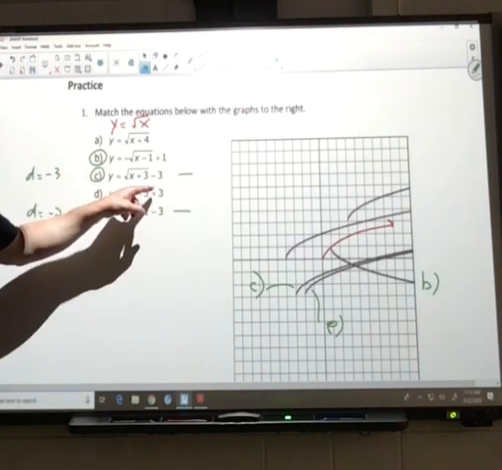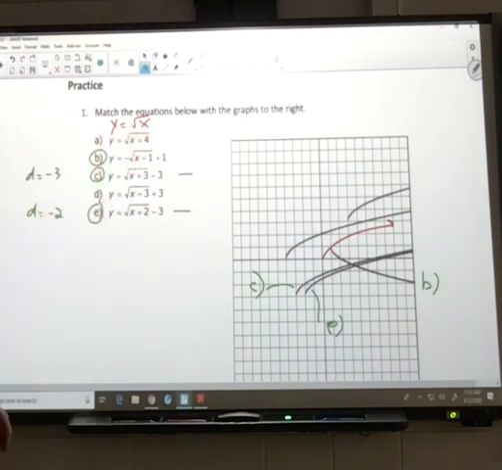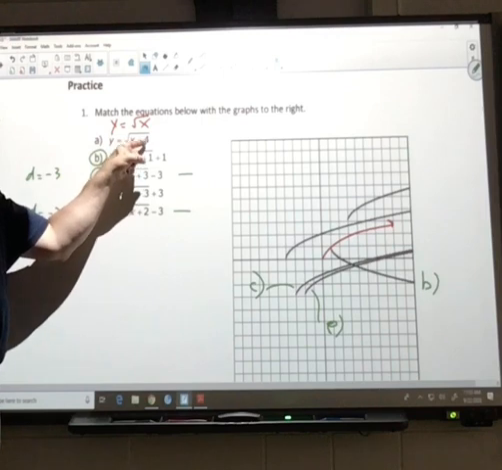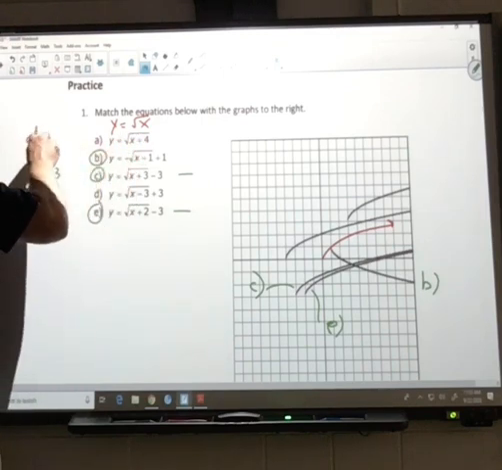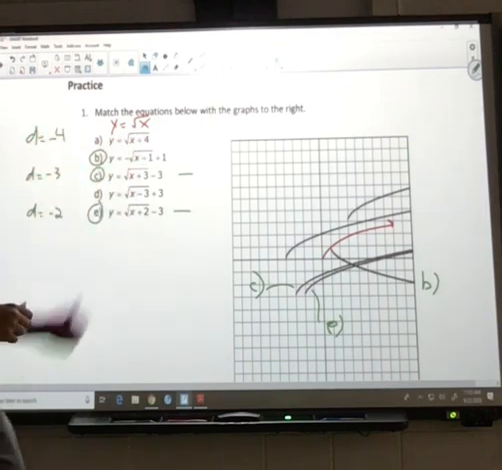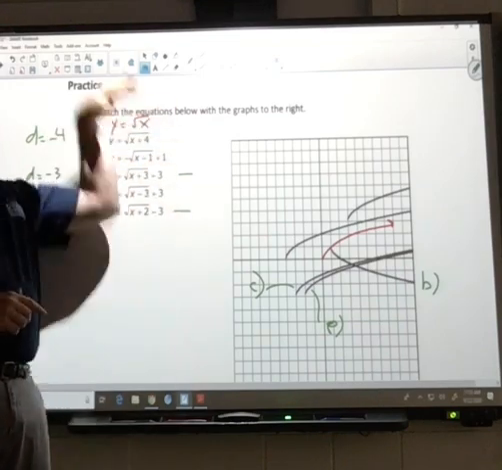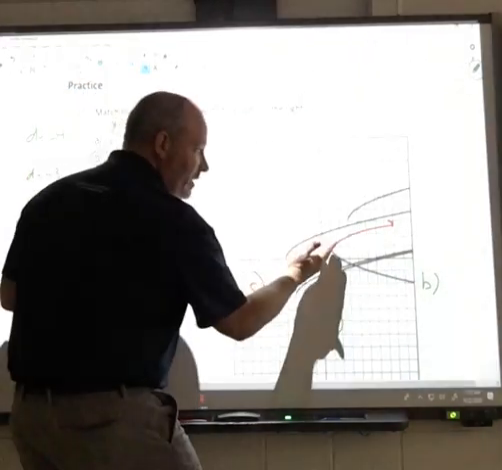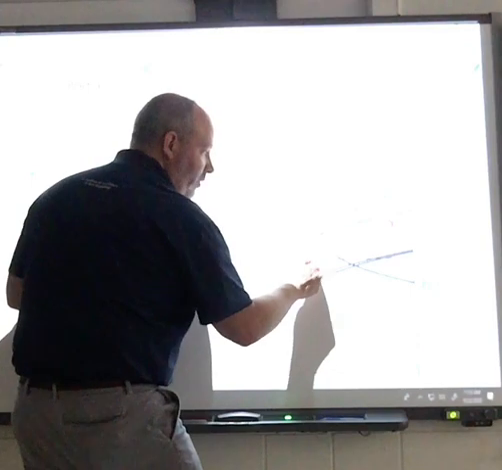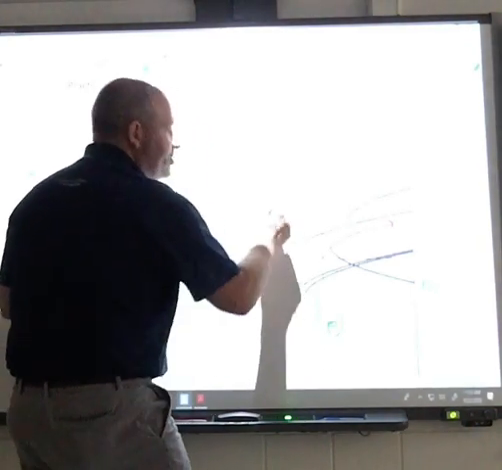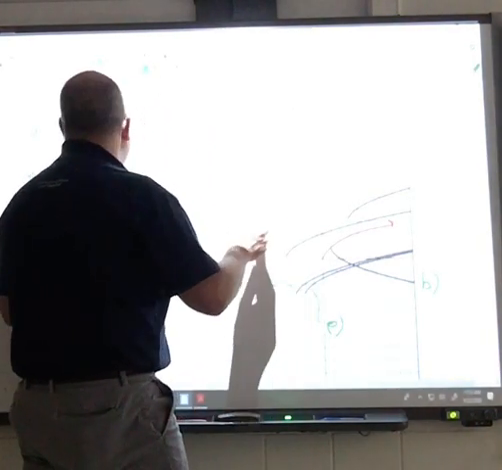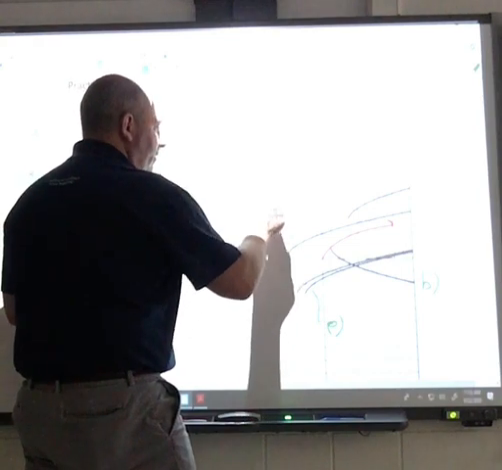That's a +3. Then there's no +3 at all. Okay, so this one has got a D value of -4, which means it's been shifted to the left 4, but it hasn't been shifted up and down. So there's my basic function, shifted to the left 1, 2, 3, 4, but hasn't been shifted up and down. Well, that one is going to be A.